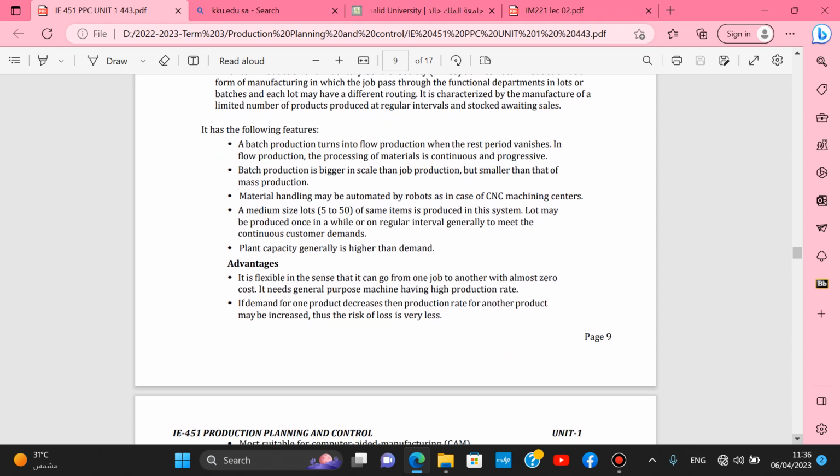Advantages of batch production. It is flexible in the sense that it can go from one job to another with almost zero cost. It needs general purpose machines having a high production rate, meaning we need machines that produce a lot. Okay. And usually the cost here is not high.